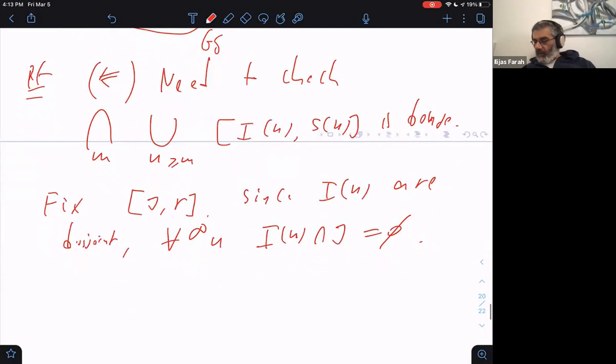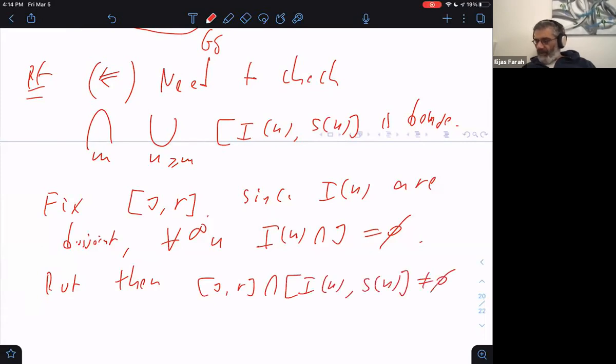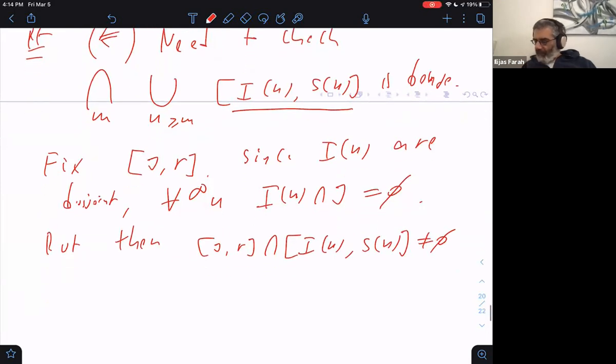Okay, but now what that means, but then right, by that lemma, J_R intersected with I_n S_n is non-empty, but you see that I_n S_n occurs, okay, so sorry, I was too fast here. Okay, fine, okay. So this is non-empty.